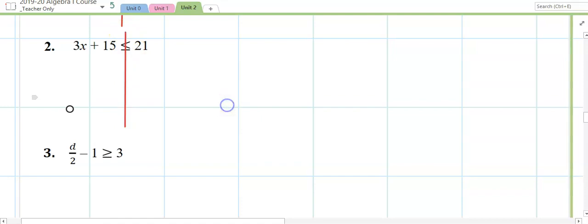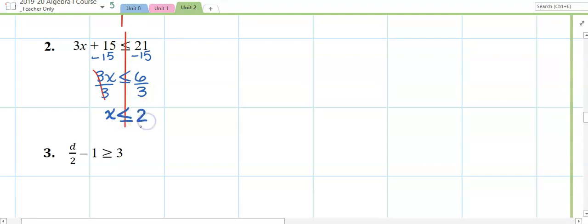All right. The first thing to do when we solve is to subtract 15 on both sides. 3x is less than or equal to 6. Then I'm going to divide by 3. The 3's cancel. I don't need to flip my symbol this time or change it to greater than because 3 is positive. 6 divided by 3 is 2. This is my solution.